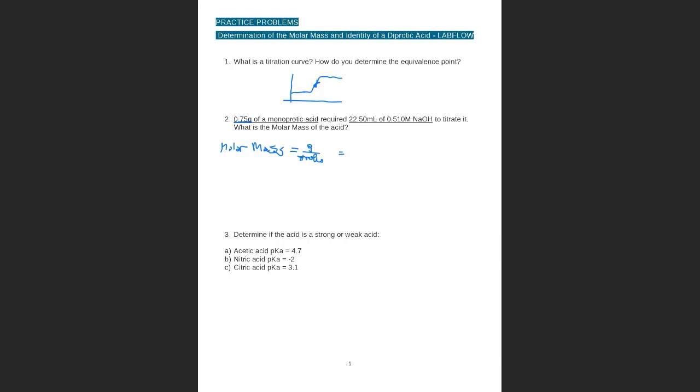How many grams do we have? We weighed the monoprotic acid, and we have these grams. What is the number of moles? Because it's a monoprotic acid, 1 mole of acid reacts with 1 mole of base. So it will be the same as the number of moles of sodium hydroxide. And what is the number of moles of sodium hydroxide? Volume times concentration. As long as we write the volume in liters, we are safe. Times the concentration that they are giving us, that is 0.510 moles per liter.